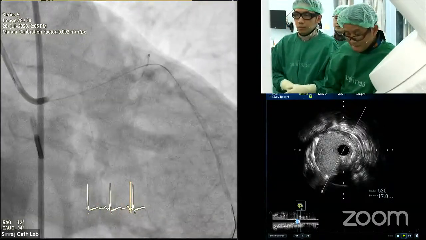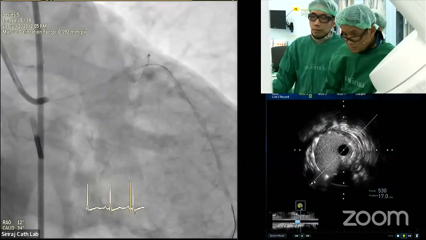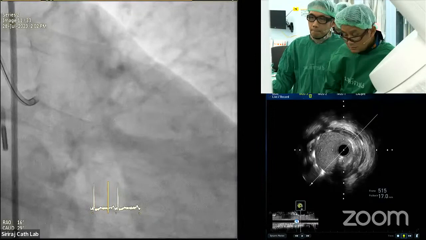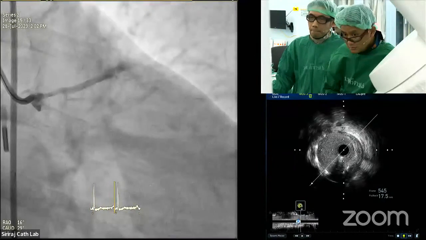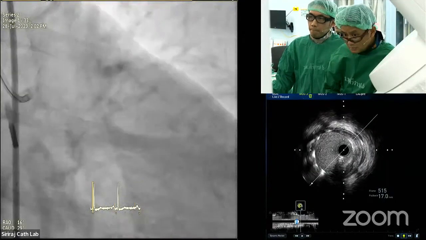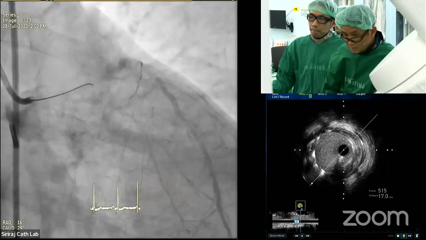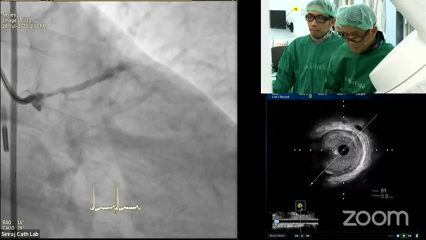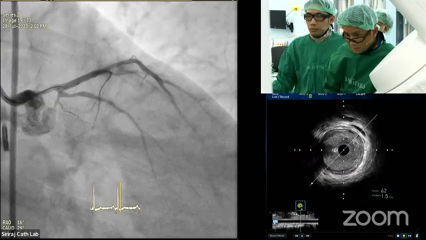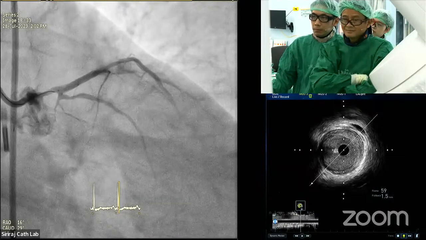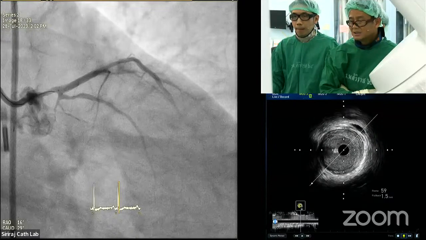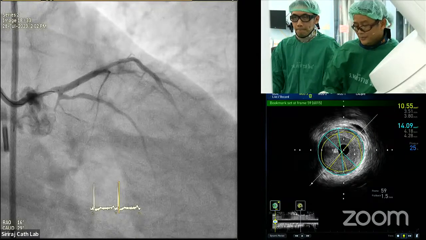I have one major question. Is there any specific reason to not cover the circumflex ostium? Usually in such a case, we fully cover the circumflex ostium. We do the crush stenting and something like that. In such a case, if you skip the circumflex ostium after stent crossover, the circumflex ostium looks quite tight, so I'm curious about why you plan to miss the circumflex ostium.